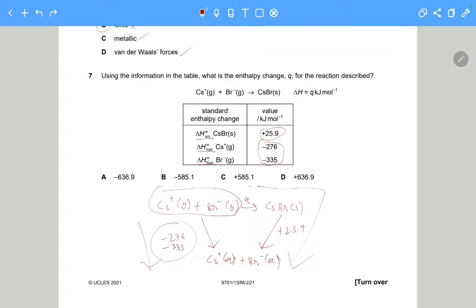So we know that using this relationship, minus 276 minus 335 is equal to Q plus 25.9, and therefore Q turns out to be minus 636.9 kilojoule per mole, which is option A.